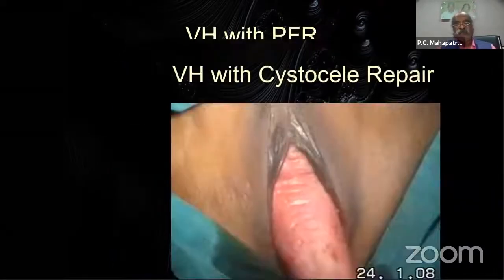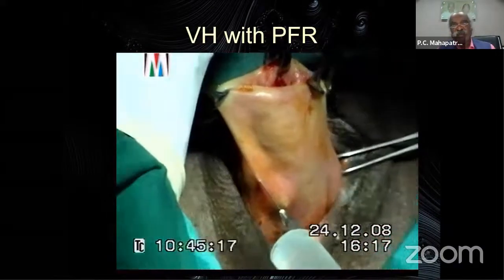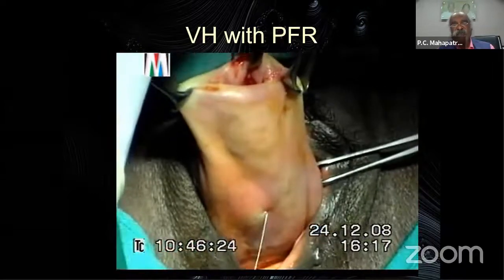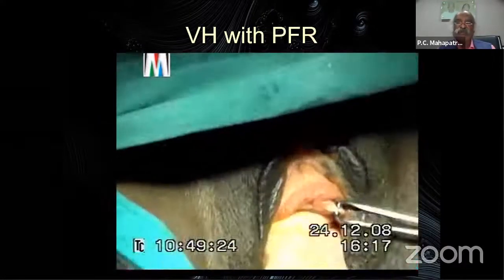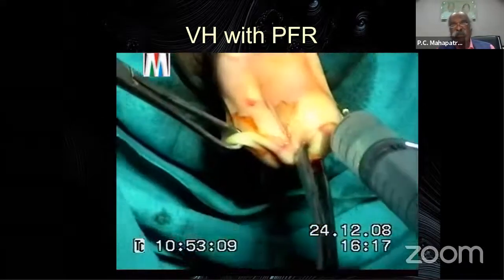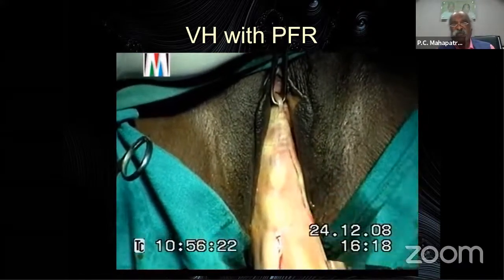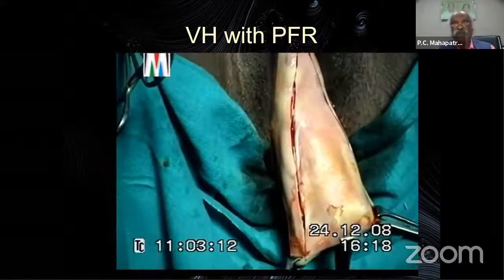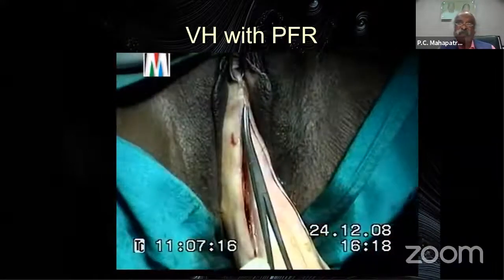Now, this is a classical VH with the PFR and all that, and here anterior prolapse is there, posteriorly there is a prolapse, apical prolapse is there. So rectocele is there, anteriorly the cystocele is there, and here we find a very long supravaginal elongation, 45 years old, multiparous, she has got 3 issues, and the same procedure.